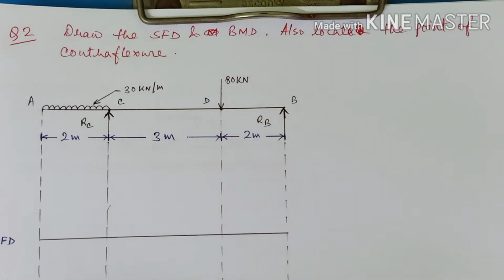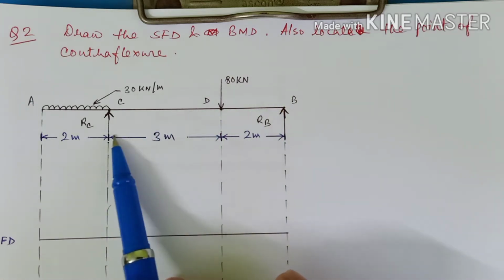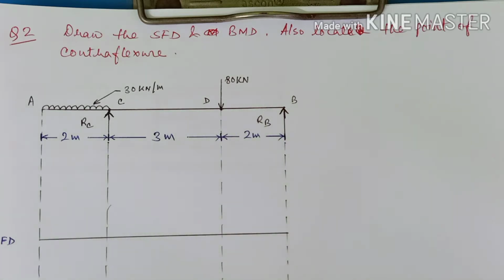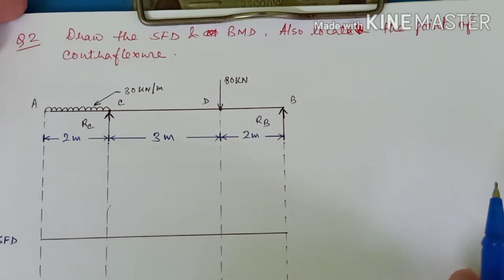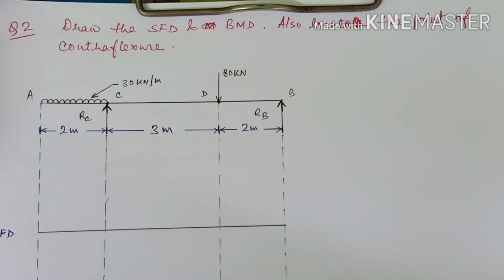Before that, the first thing we need to do is draw the free body diagram and find out the reactions. Guys, in the previous video we saw that no reactions were given, only we had two supports and we had to resolve the supports into reactions. But in this video supports are not given directly, only reactions are given, so that's a good thing. For calculating the reactions, we have to apply the equilibrium equations.